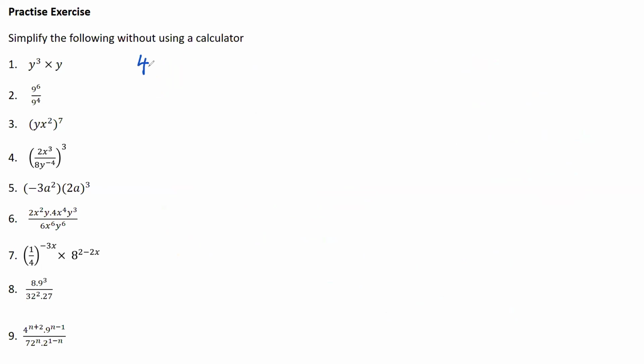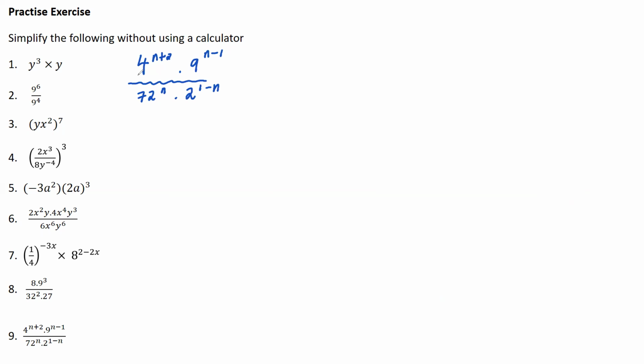There's a 4 to the power n plus 2. There's a 9 to the power n minus 1. I see 72 to the power of n, and I also see 2 to the power of 1 minus n. So let's try that. With maths, look for relationships, and we do not have a calculator, so we're going to try our best.